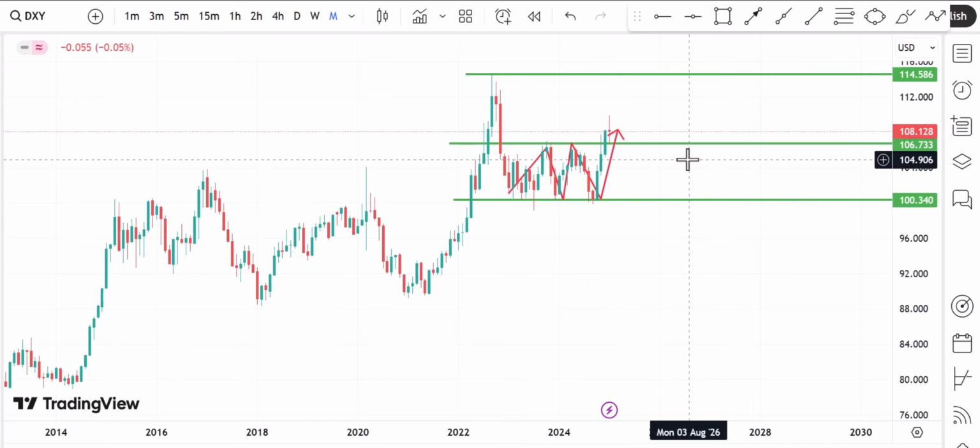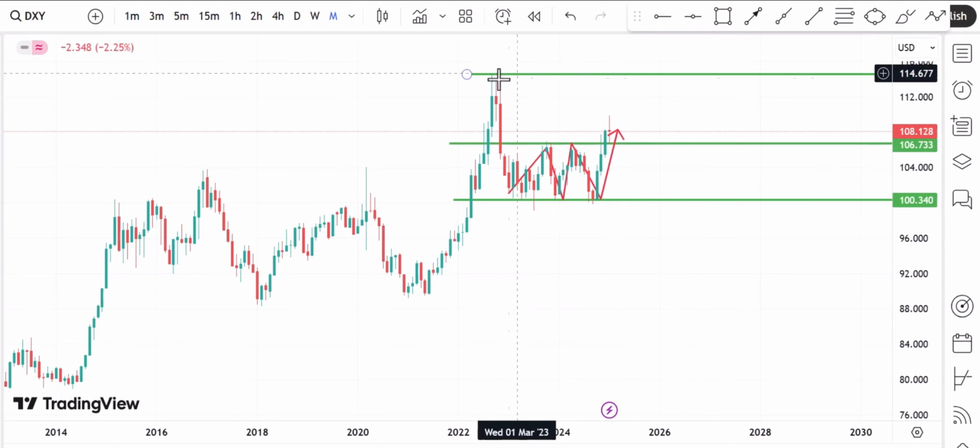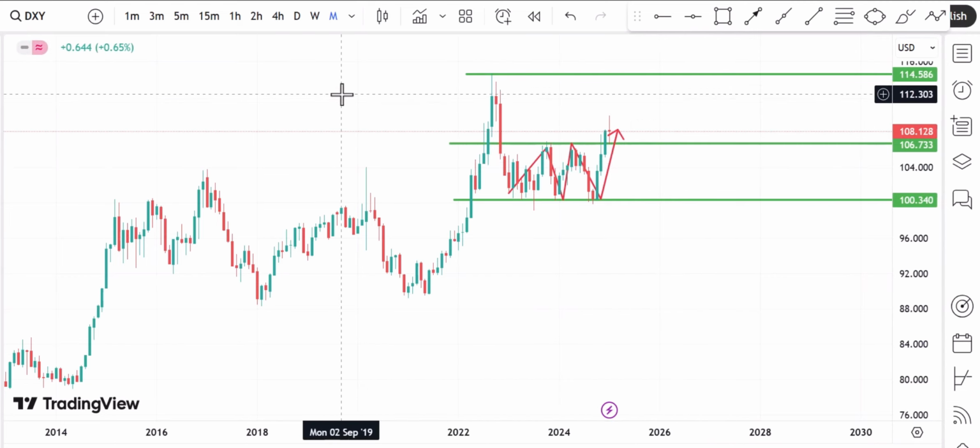So this is very important. What does it mean? It means there's a high probability that DXY might go upwards. Let's continue analyzing the market.